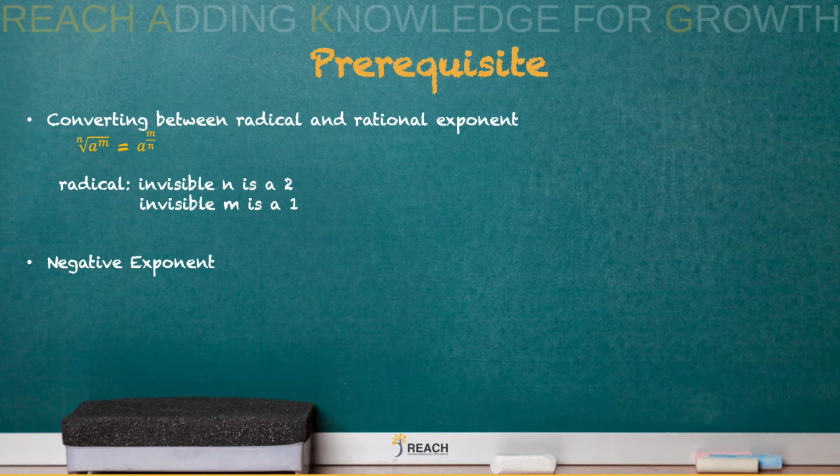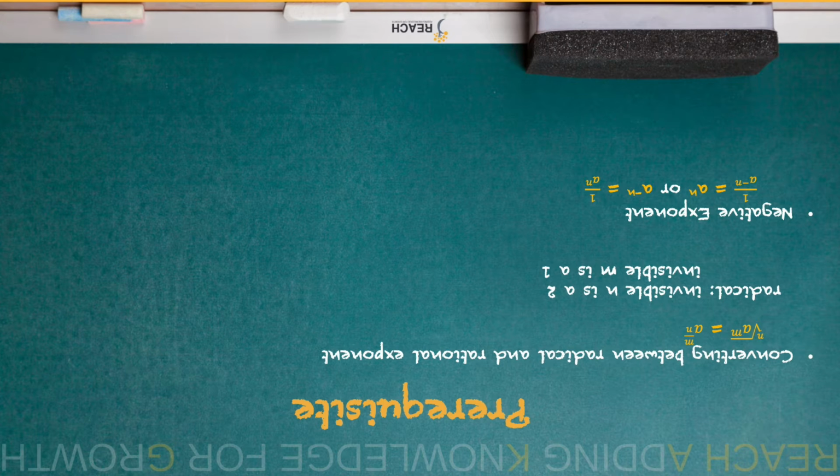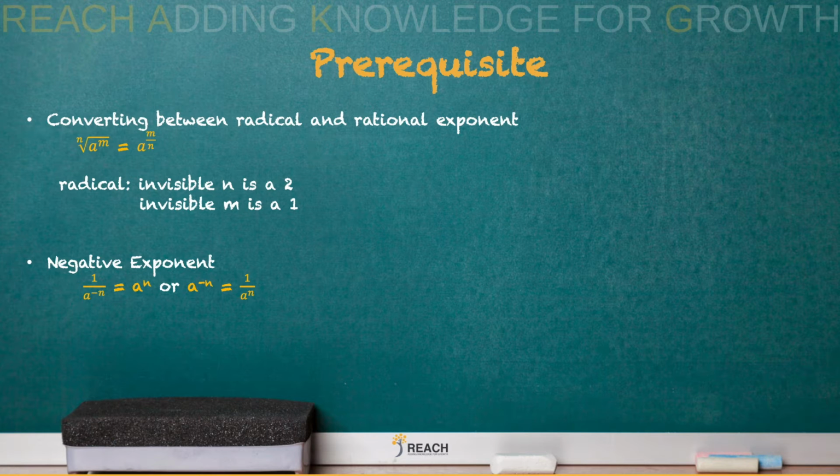Knowing your negative exponent rule. All that means is you do the reciprocal. So that means flip it, and you change your exponent to a positive. That's your negative exponent rule. And subtracting fractions. In order to subtract fractions, you got to have a common denominator.